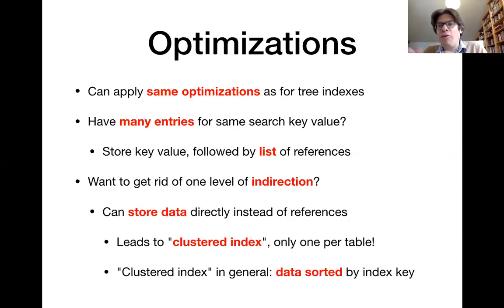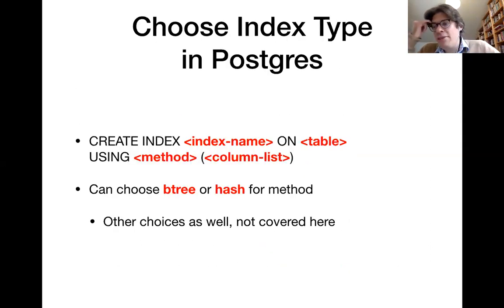So if the order of the data is consistent with the index search key, then that is also called a clustered index in general. And here retrieval is also more efficient in general than if that is not the case. So those are just a couple of optimizations in the context of hash indexes, and they're essentially the same optimizations that you can apply for tree indexes. Now, a little word on how you can use those indexes in Postgres, and I'm going to show a quick example about that next time.